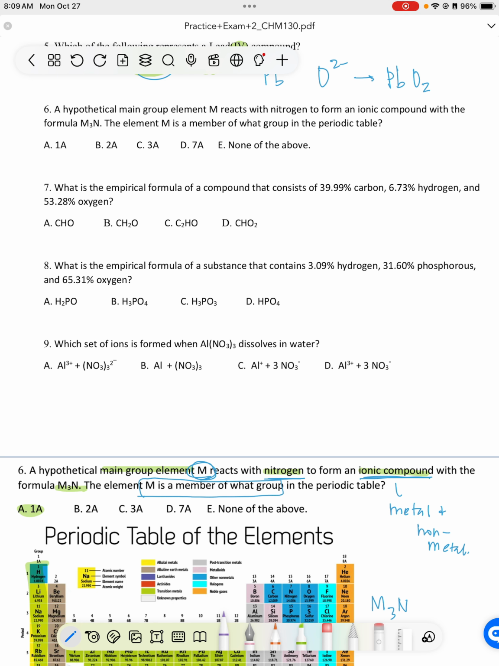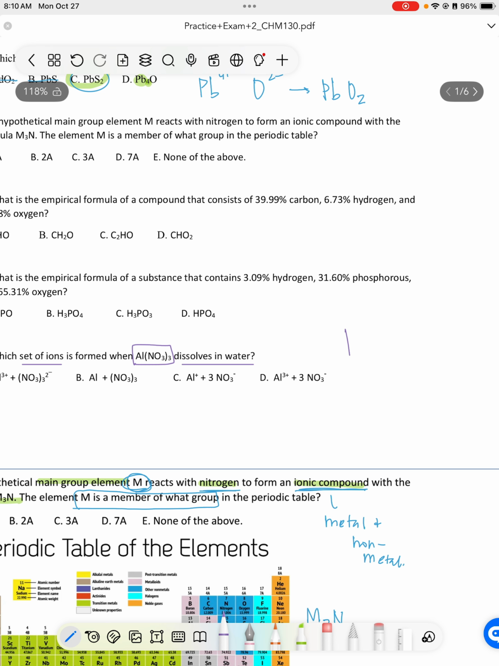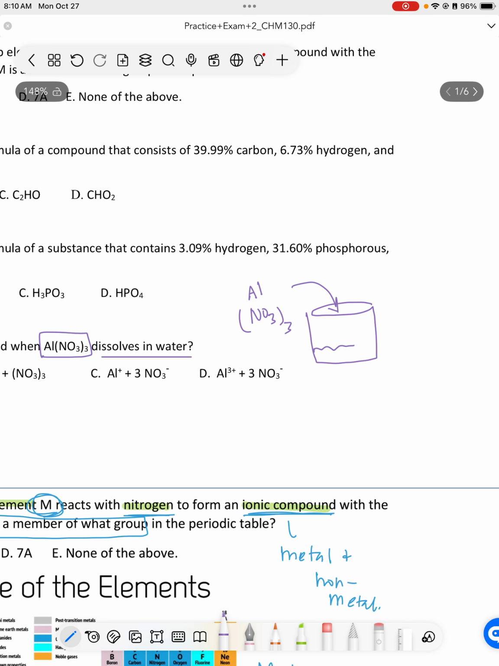It's asking us what set of ions is formed when this compound dissolves in water. So remember that when we put something that is ionic or aqueous into water, putting AlNO3 into water, it's going to break up into its ions. And what that means is we need to figure out what the charge is. We want to know the charge on this.